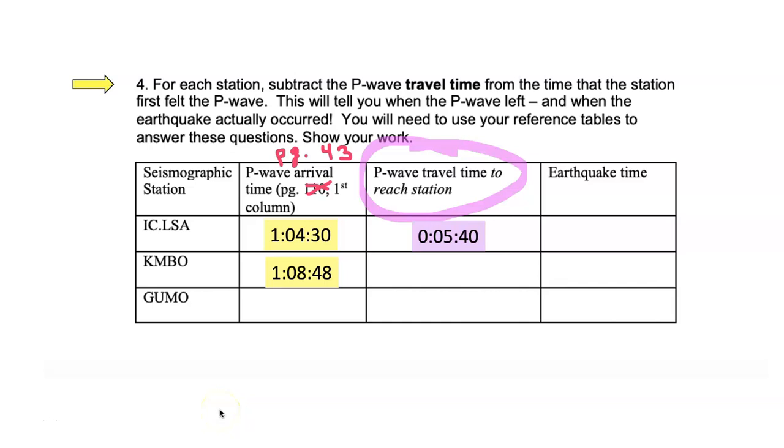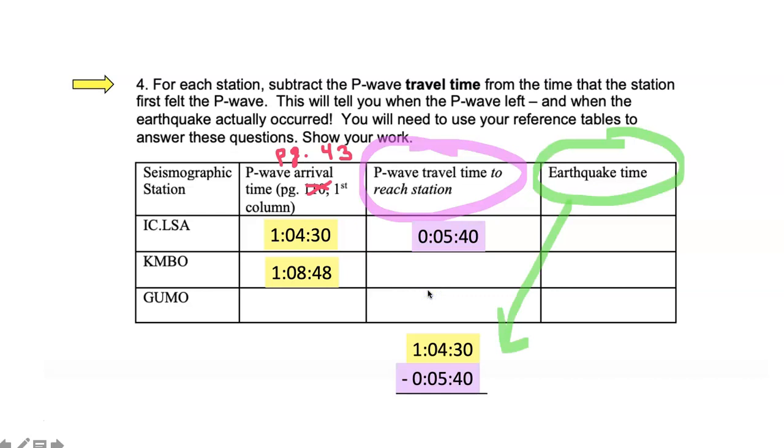So we left off on this section right here. We have just determined the P wave travel time to reach this station in Tibet, and it was 5 minutes and 40 seconds. So if it took that long for the wave to reach us, and the wave reached us when our clock said 1:04:30, then how long ago was the earthquake? So it's this time minus the time it took to get to us.